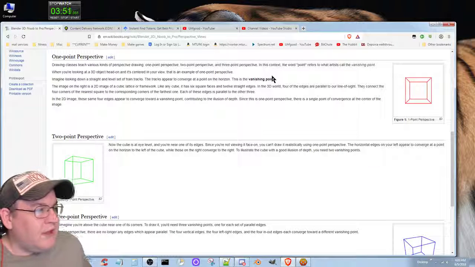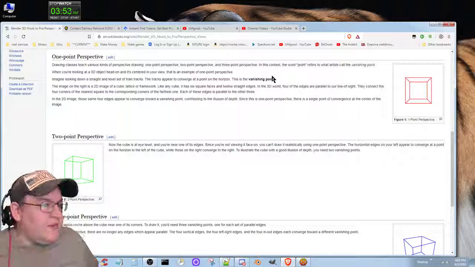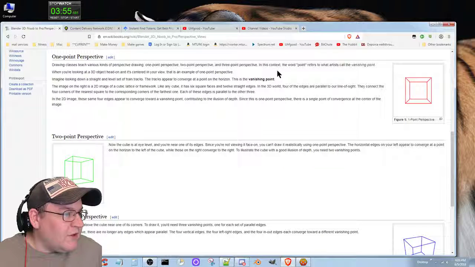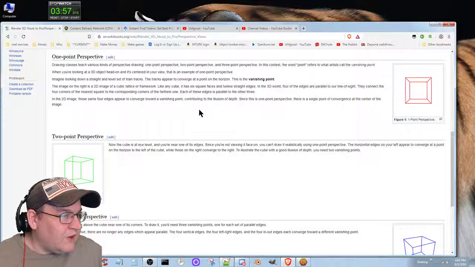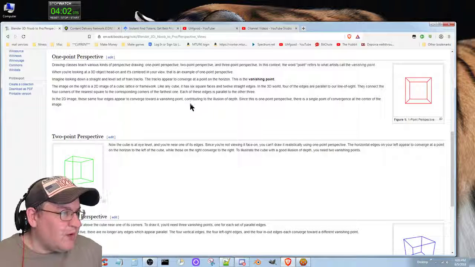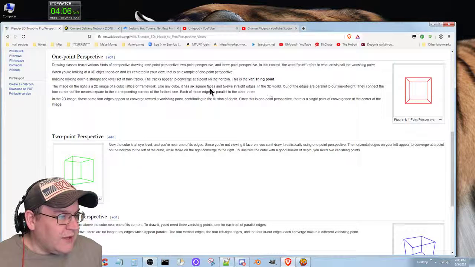When you're looking at a 3D object head-on and it's centered in your view, that is an example of 1-point perspective. Imagine looking down a straight, level set of train tracks. The tracks appear to converge at a point on the horizon. This is the vanishing point. The image on the right is a 2D image of a cubic lattice or framework. Like any cube, it has 6 square faces and 12 straight edges.